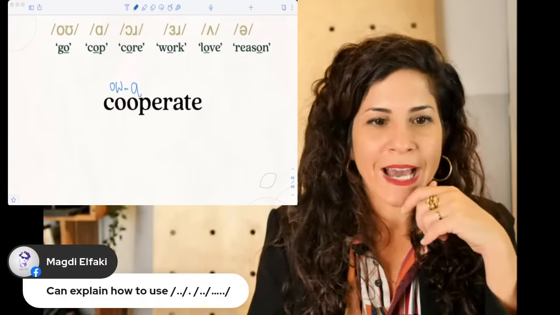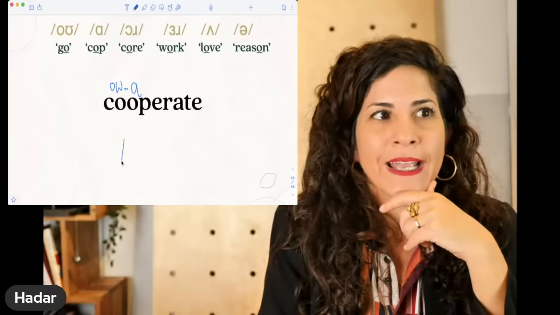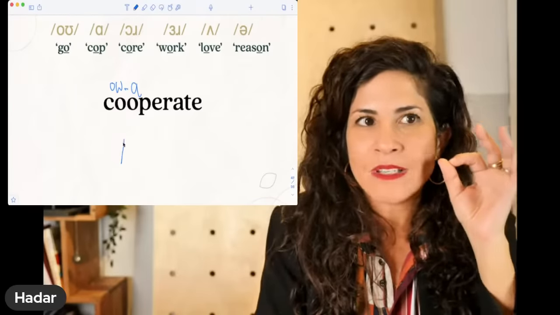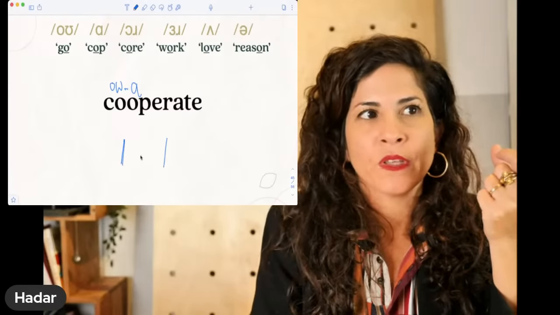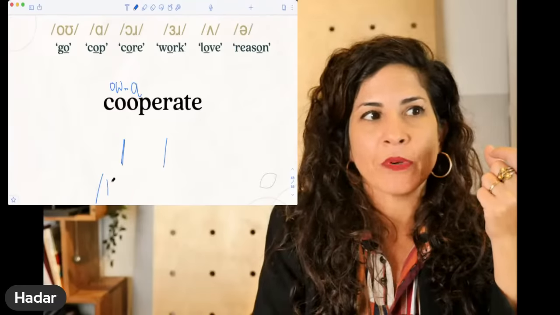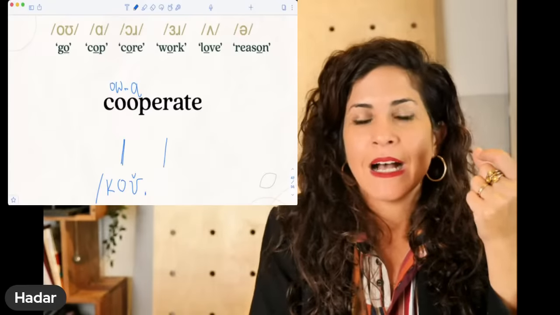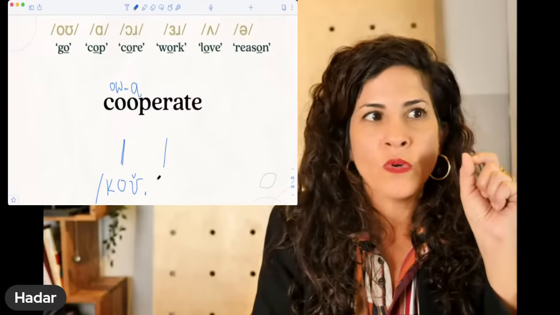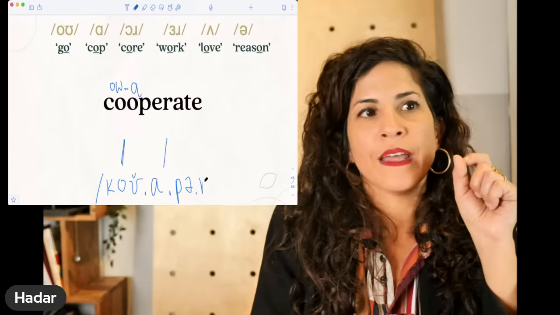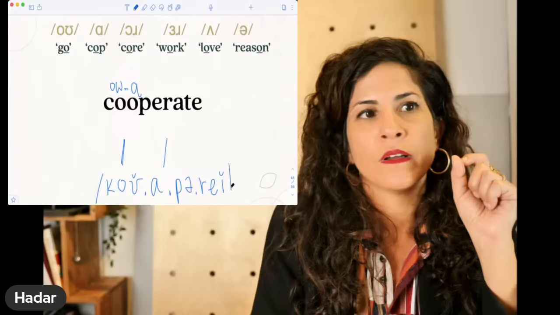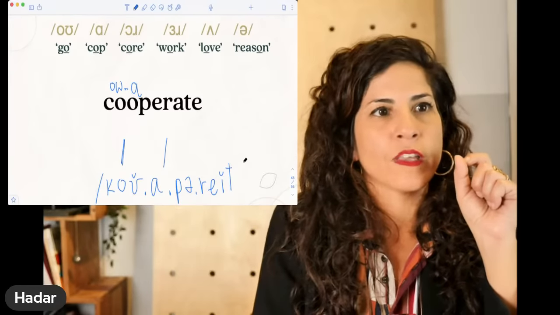I got this question. Can you explain how to use this? So technically, when you use IPA, and you only represent the phonemes, the sounds of the word, which is what you would see in pronunciation dictionaries, you need to use these, okay? So for example, if I were to write this word in IPA, I would write it like this. Co. And then this represents the end of a syllable, co. Then I would put this, a. And then p. And then rate. Cooperate. This would be the IPA.